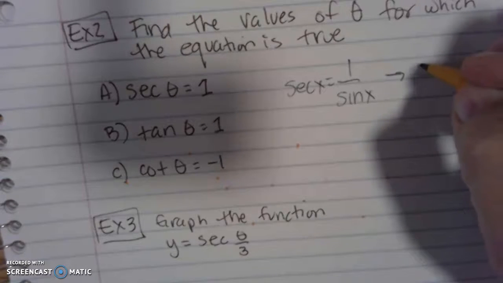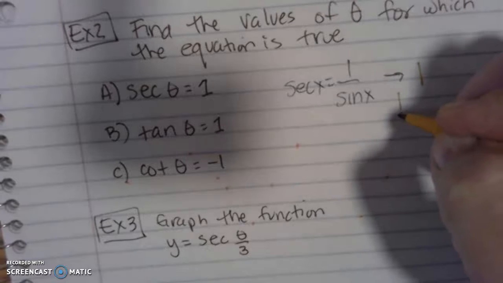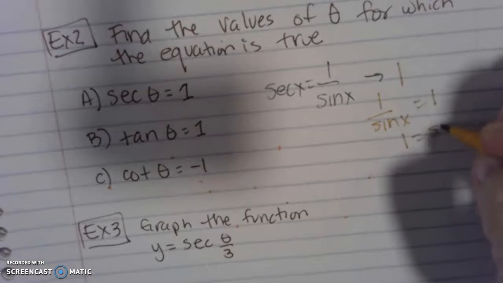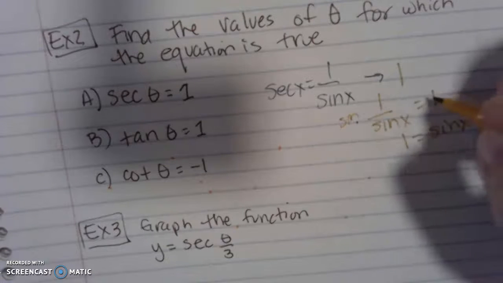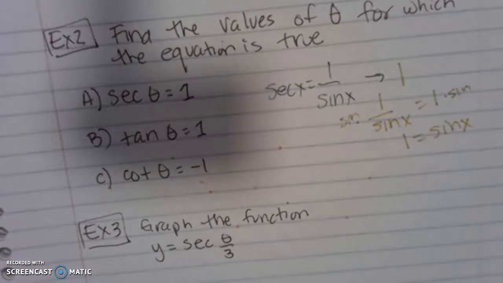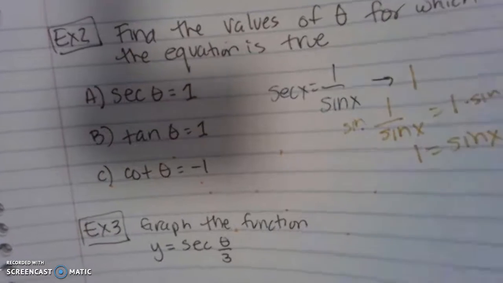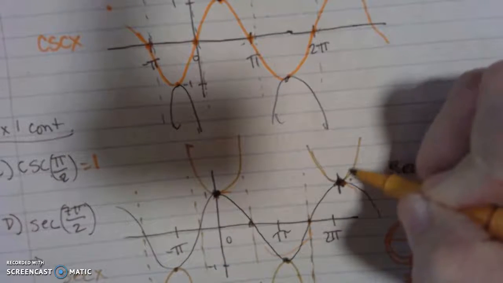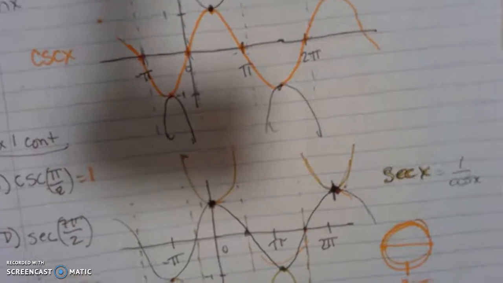So we want this to equal 1. When does 1 over sine x equal 1? Well, I multiplied both sides by sine. When does sine x equal 1? No, this is not right. Why did I do the hardest one first? Secant, okay. I'm looking at the right graph. At 0 and 2 pi, here we go. We're just going to look at the graph. All right, let's look at tangent.